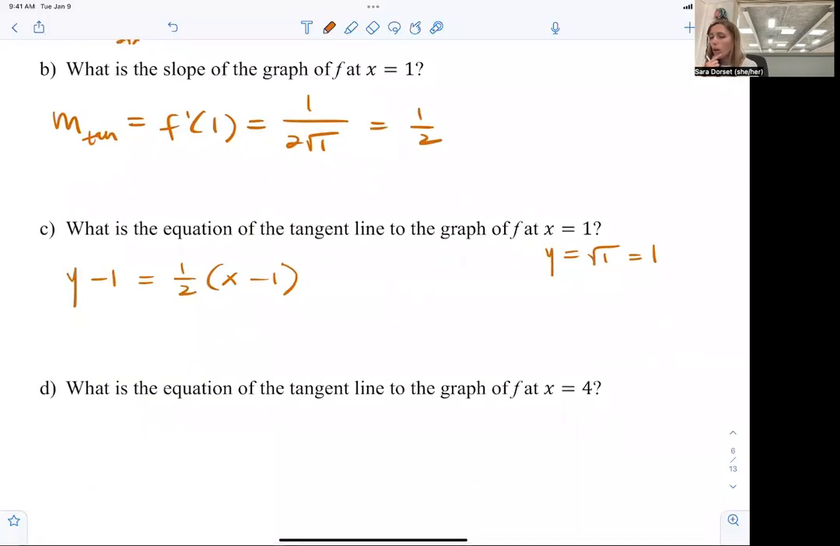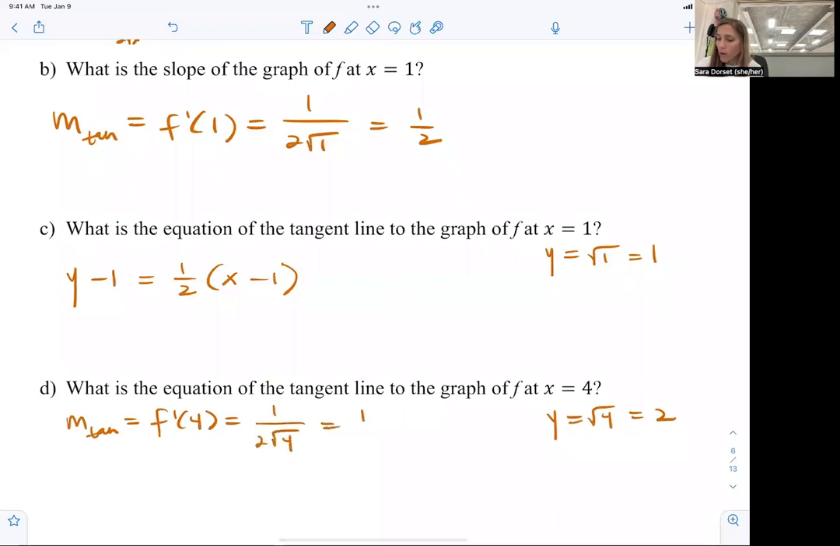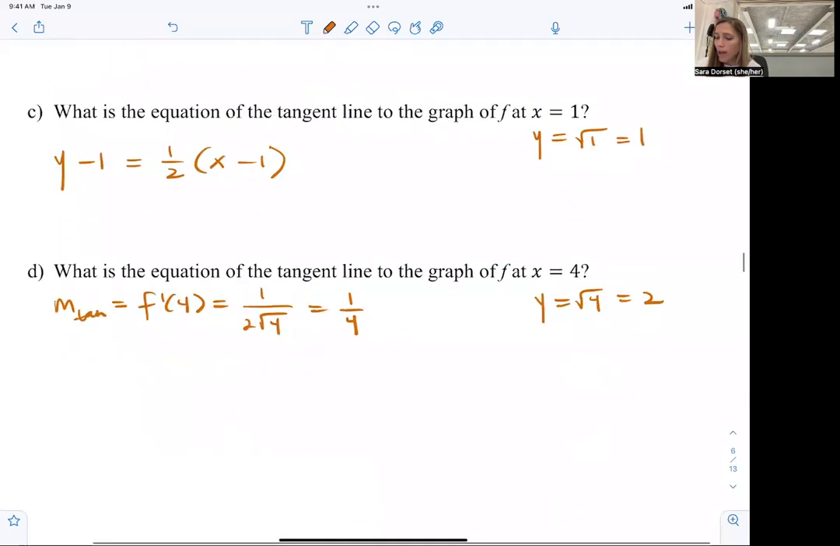Okay, let's do one more tangent line just for practice. So at x equals 4, y would be equal to 2. Oh, we don't have the slope yet, right? We have our point now, we need our slope. So the slope of the tangent line at x equals 4, we can just find f prime of 4, which would be 1 over 2 root 4, which is 1/4. Okay, and then y minus 2 equals 1/4 times x minus 4. That would be our equation of our tangent line at x equals 4.